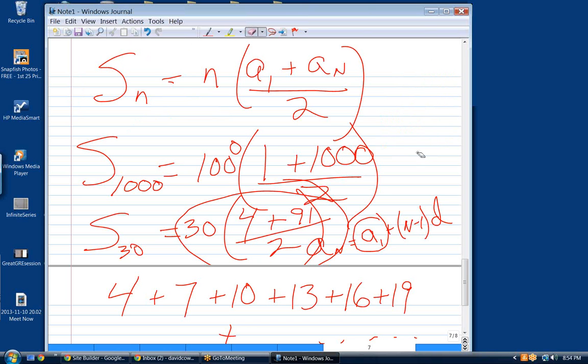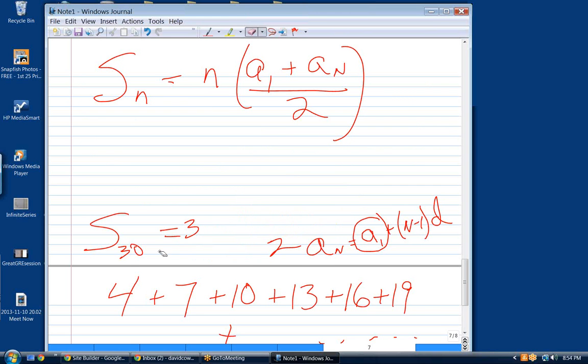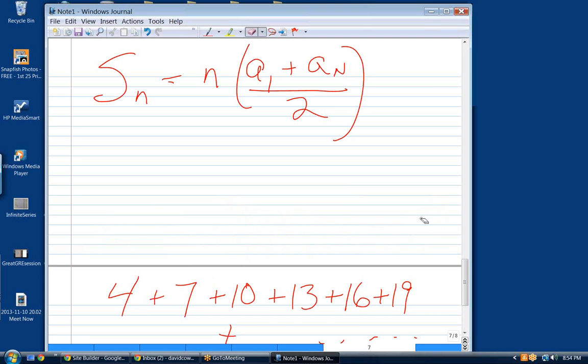Let me erase some of the stuff that we don't need anymore. Their question is, what n results in an s sub n equal to 175? What gives 175 as that answer? We're trying to solve for n, so we know that we don't know that yet. And it's with the same series as below.